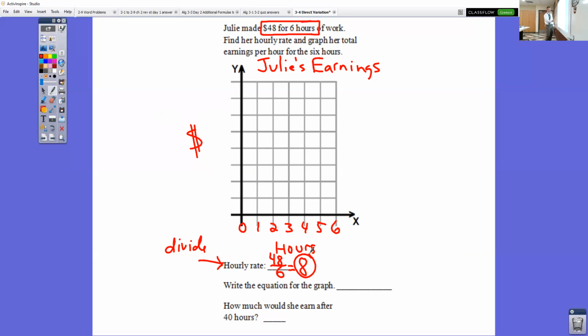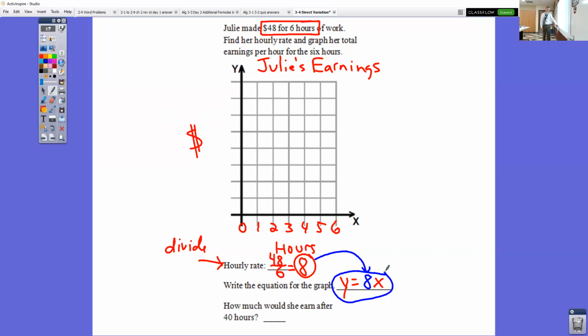When you go to write your equation, your rate always goes in front of your x. So you're always going to have a y equals, you're always going to have an x. Whatever your rate is goes in front of the x. So we're going to put that right here. This is your equation, y equals 8x.